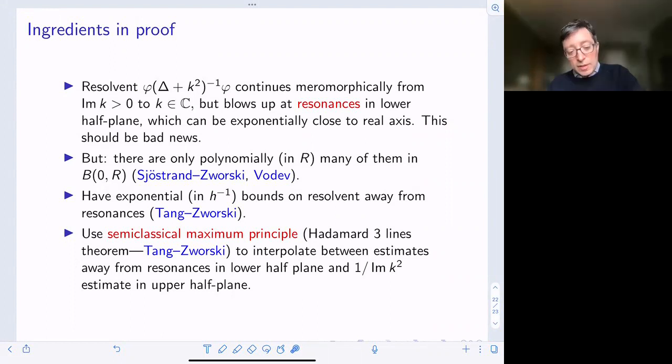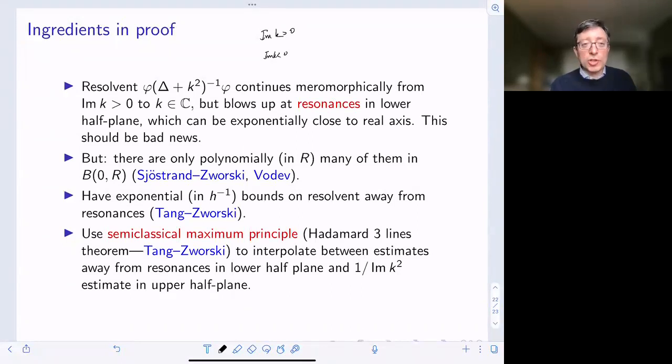The resolvent, if I put a cutoff function on either side of it, analytically continues in K to be a meromorphic function. So it's automatically analytic in the imaginary part of K positive, because that stays off the spectrum. But it turns out, and this is a beautiful and deep theorem, you can analytically continue it to a meromorphic function on imaginary part of K less than 0. So there are these poles, it's only meromorphic. Those poles are called resonances.